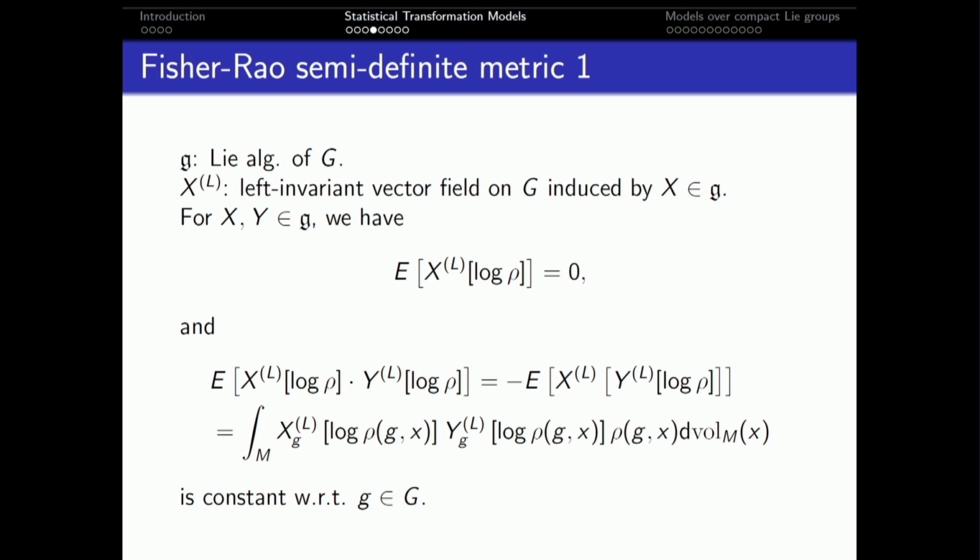Okay, now let's move on to the definition of the Fisher-Rho metric, and it's done like this. So we are going to think about a more infinitesimal version of the situation. For that, we have to take the Lie algebra of the Lie group, which I denote by German g. And then for a given member X of the Lie algebra, we can define the left invariant vector field on the Lie group. And then by a very straightforward computation, we can show that the expectation value of the logarithmic derivative of the function rho with respect to this left invariant vector field is actually 0. But if you take the product of such logarithmic derivatives of the probability density function and take the expectation value, then it's not necessarily 0, but it's just constant with respect to any choice of the point in the Lie group.